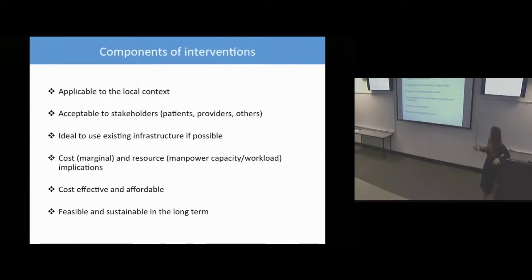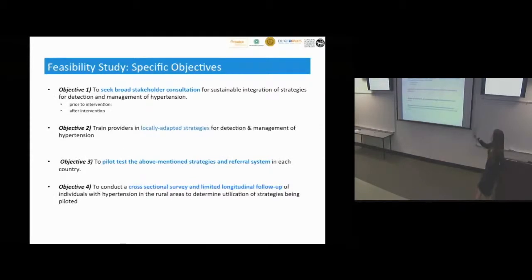So let's come back to the next one, right? Paying attention to this, we designed our objectives for the feasibility study. The first one is to seek broad stakeholder consultation for sustainable integration of strategies. We did this exercise even before the intervention, and we'll do this after the intervention. And we'll come back to this in great detail, who our stakeholders were and what we did with them.